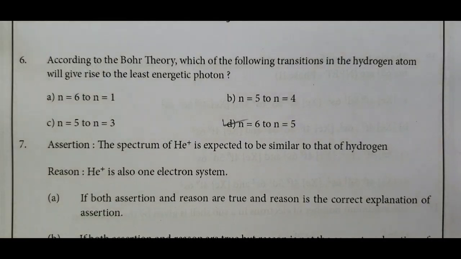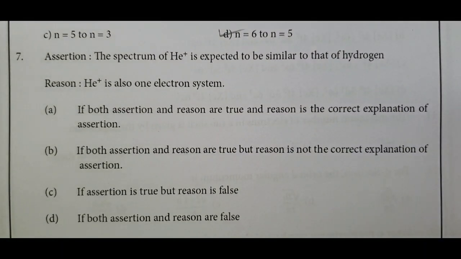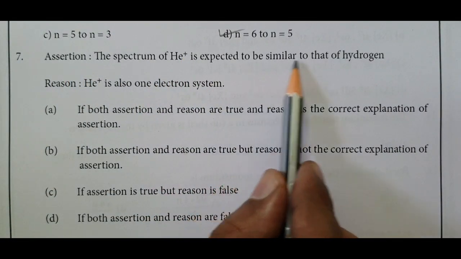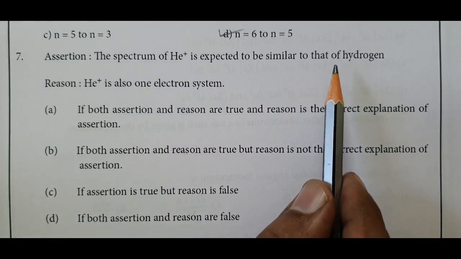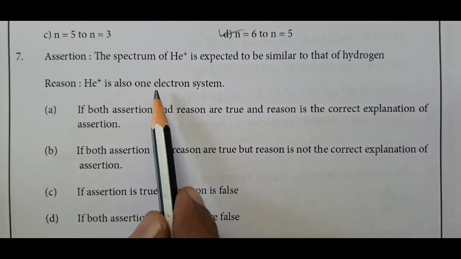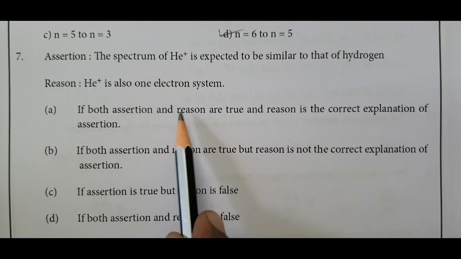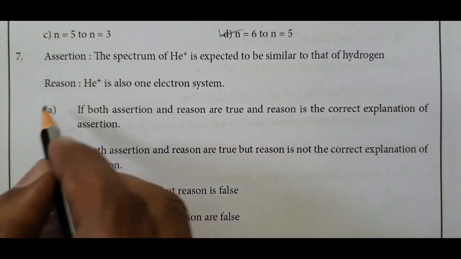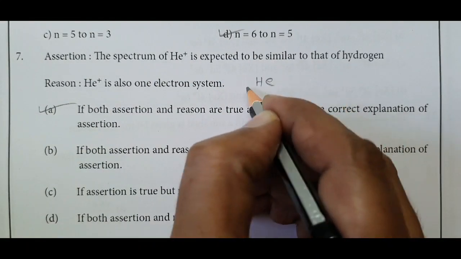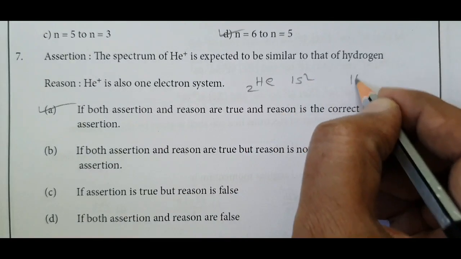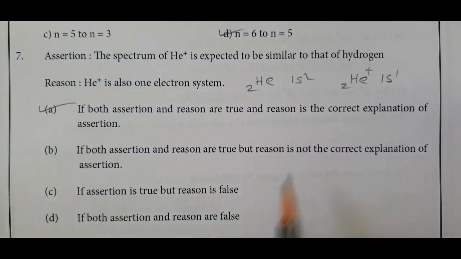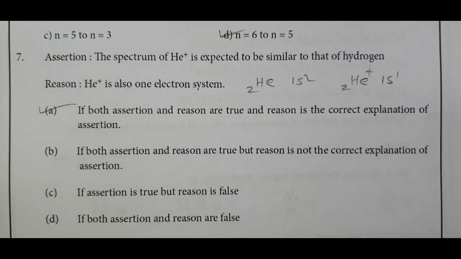Come to the seventh one, assertion reason. Assertion: the spectra of He plus is expected to be similar to that of hydrogen. Correct. Reason: He plus is also a one electron system. This is also correct. If both assertion and reason are true and the reason is the correct explanation for the assertion, this is the correct one. Because helium has atomic number 2, electronic configuration 1s2, after loss of 1 electron it contains only 1 electron, helium plus has only 1 electron, similar to hydrogen 1s1. So A is the correct answer.